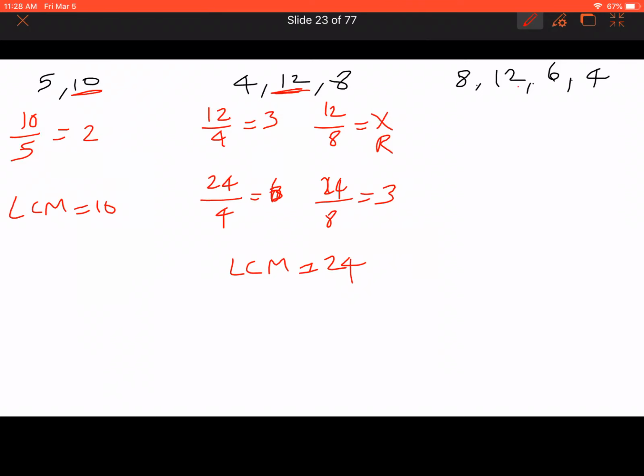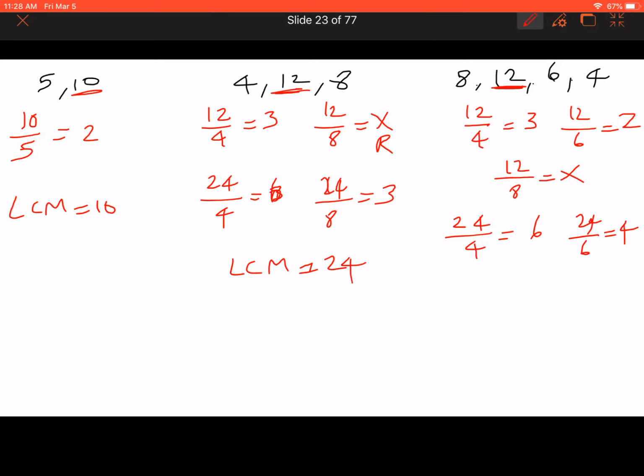Okay, let us check with the next 4 numbers. 12 is the biggest number, so we have to divide it by 4. It is divisible. It is divisible by 6 also, but it is not divisible by 8, right? So we have to go for the next multiple of the biggest number. The next multiple is 24. So 24 by 4, yes, it is divisible. 24 by 6, it is divisible. 24 by 8, it is divisible, right? So 24 is the LCM of the given 4 numbers.